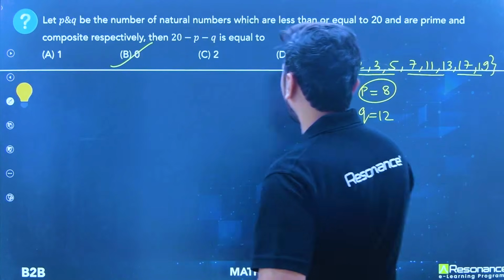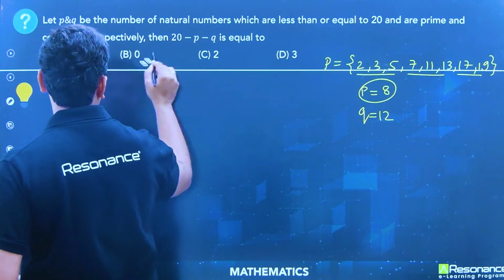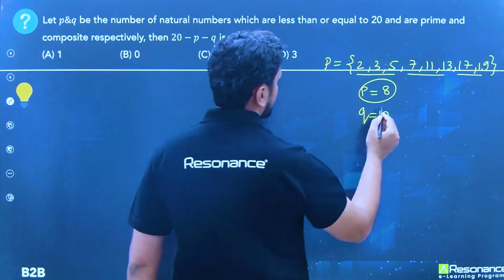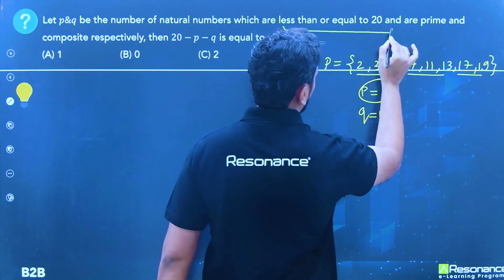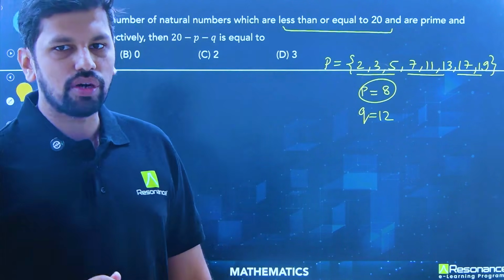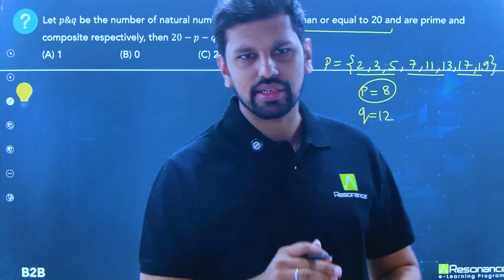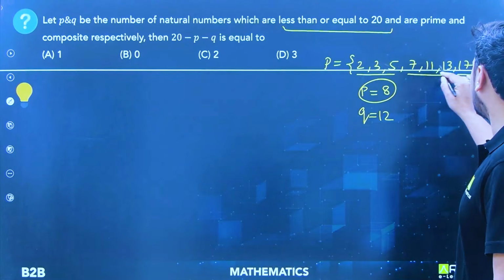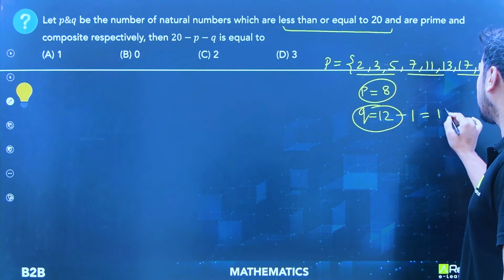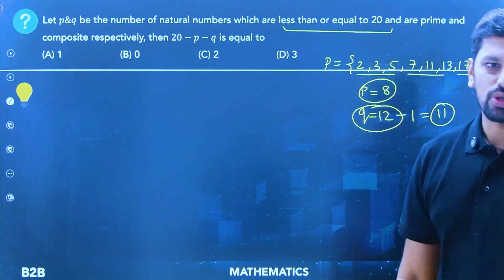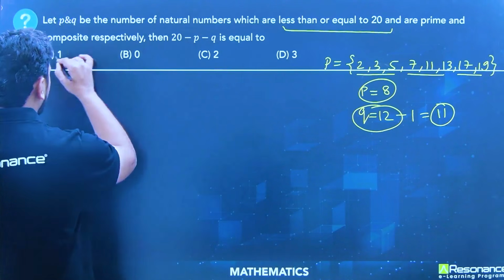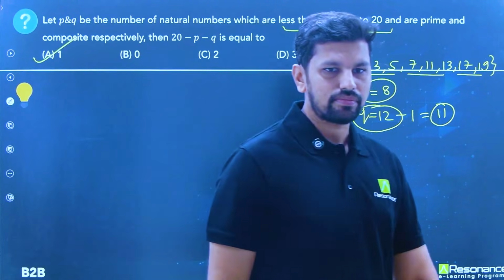In question number 2, the answer will be what? Not 0, 1. Why have we left 1 point here? Less than or equal to 20. So 20 is included here. So if we remove all the prime numbers less than 20, Q value is 12 minus 1. That will equal 11. So 20 minus 8 minus 11 will be equal to 1.